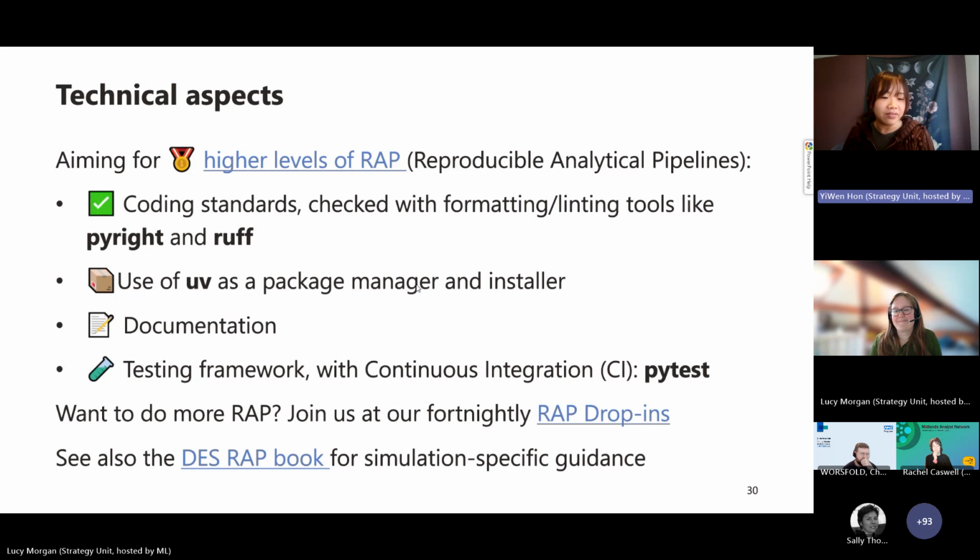The team behind the HSMA have also made, oh God, there are so many acronyms, a discrete event simulation reproducible analytical pipelines book, which they've recently posted about in the NHSR Slack. I think the guidance there is very specific to how to implement RAP in simulation, so that's really helpful as well. RAP can be used just for your general analysis, but also specifically for simulation, and that's where you can get some of that guidance.